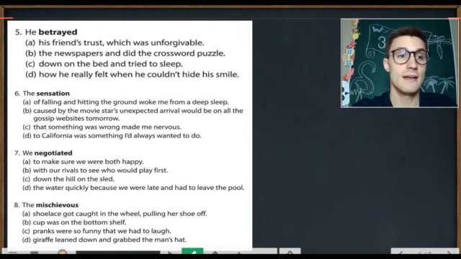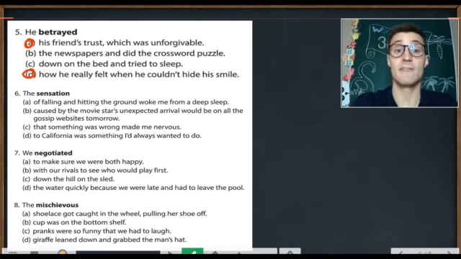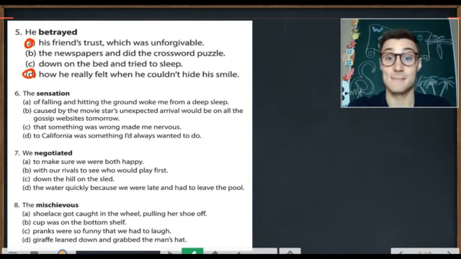He betrayed A. His friend's trust, which was unforgivable. Now that's one of the meanings. And then D is the other meaning. He betrayed how he really felt when he couldn't hide his smile.